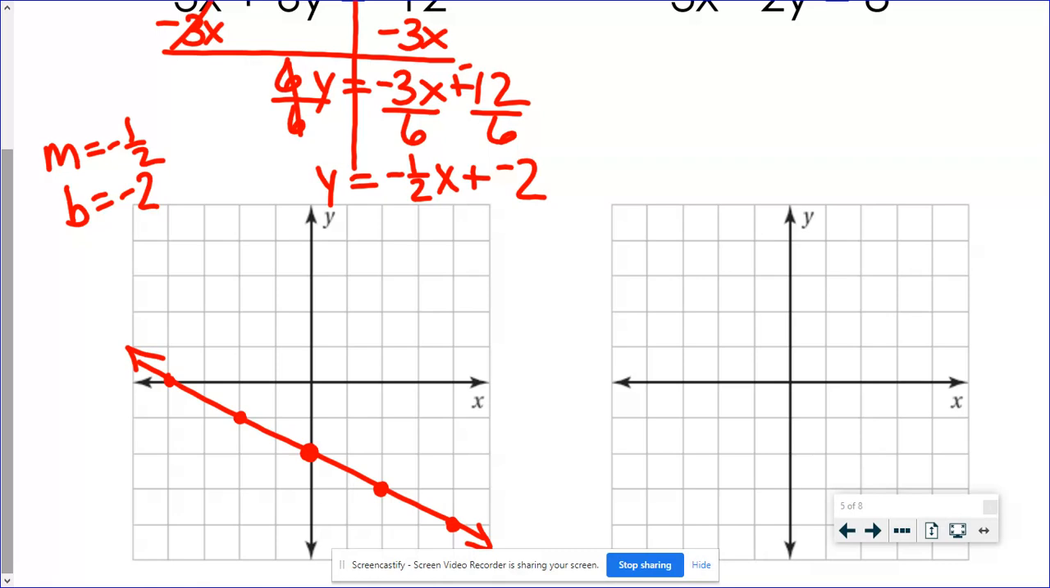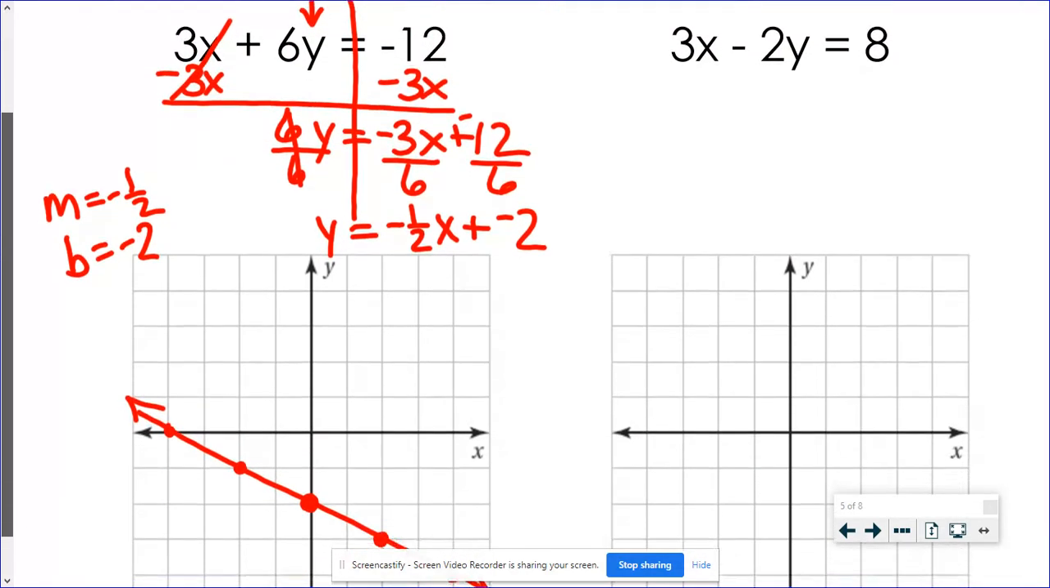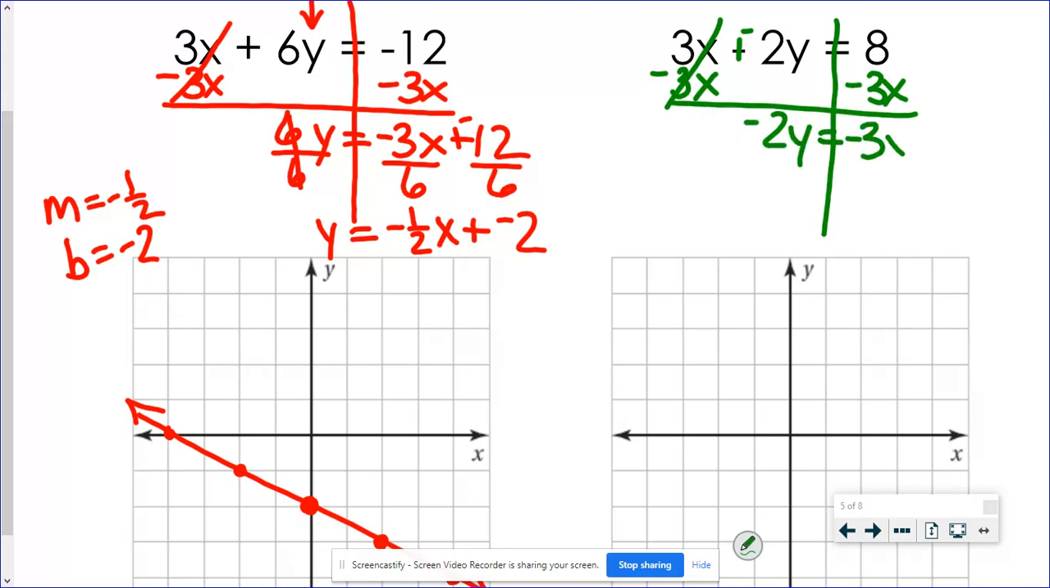For the second problem here, I need to get the y by itself. So let's do a keep, change, change. Let's subtract the 3x. So negative 2y equals negative 3x plus 8. And then everything gets divided by the negative 2.